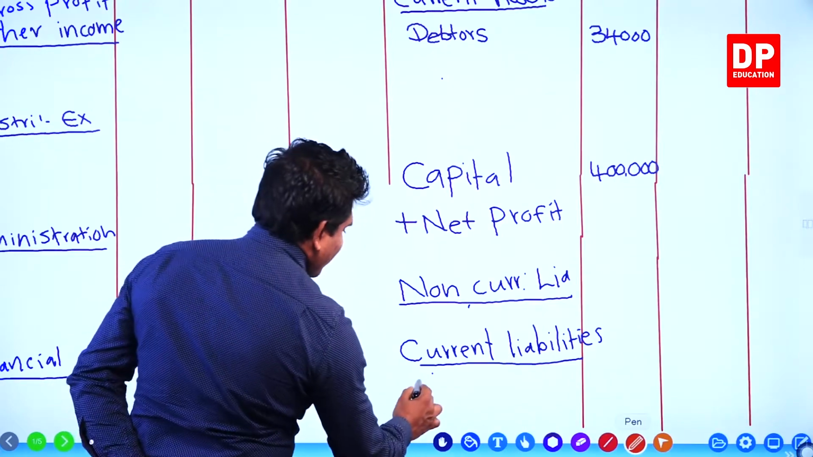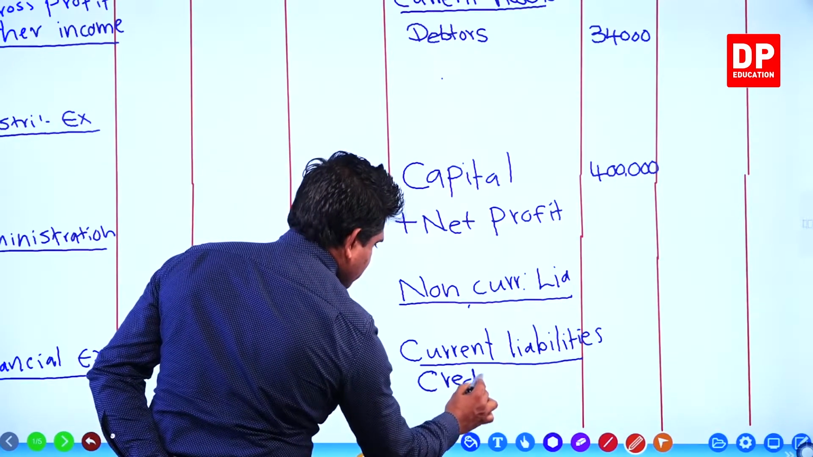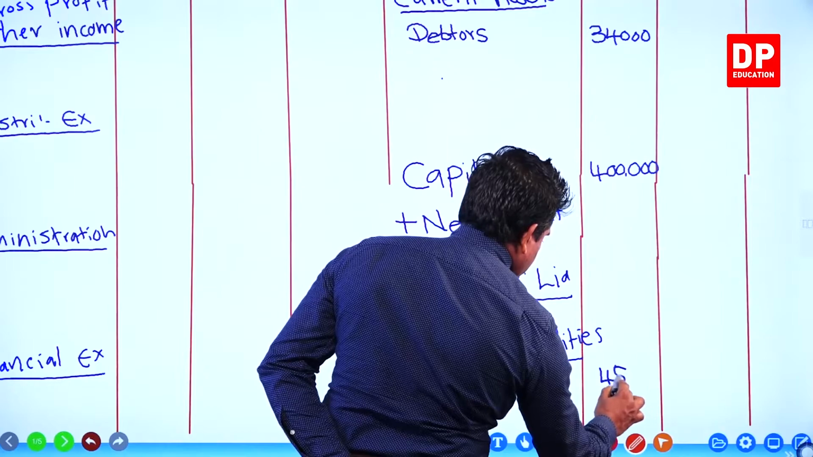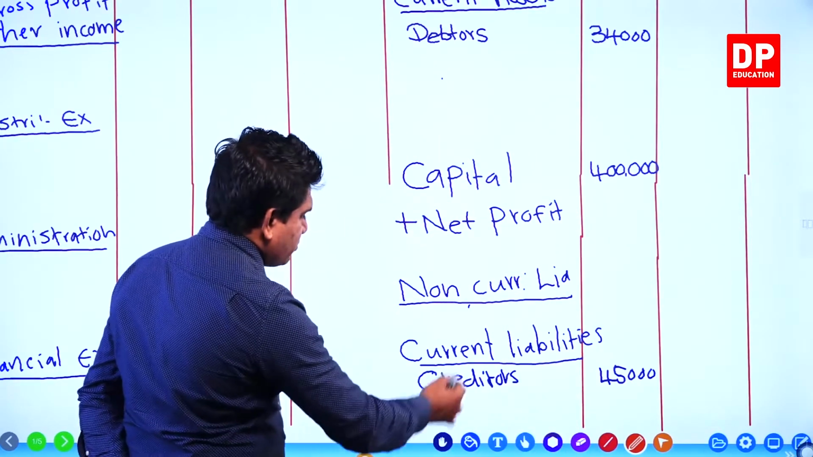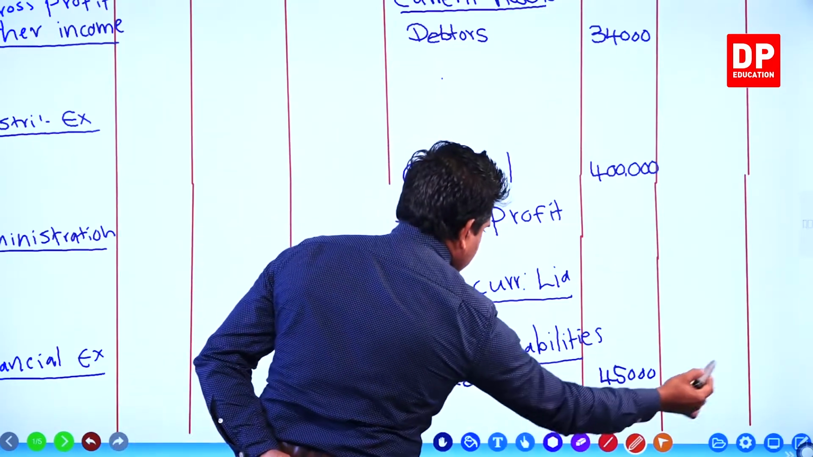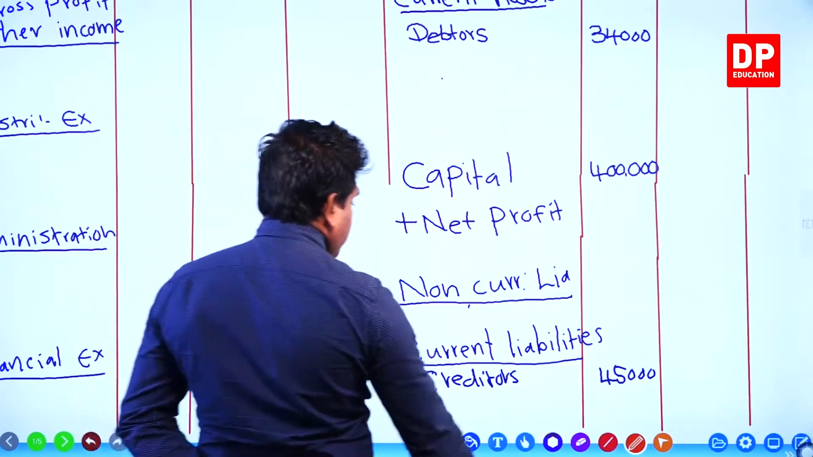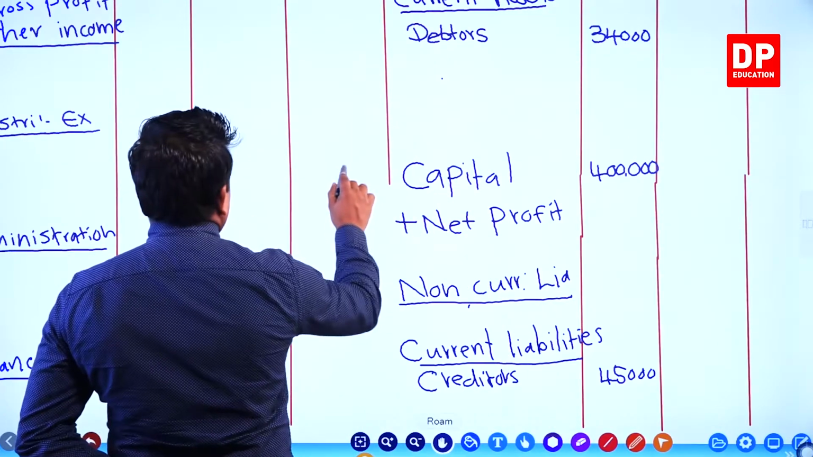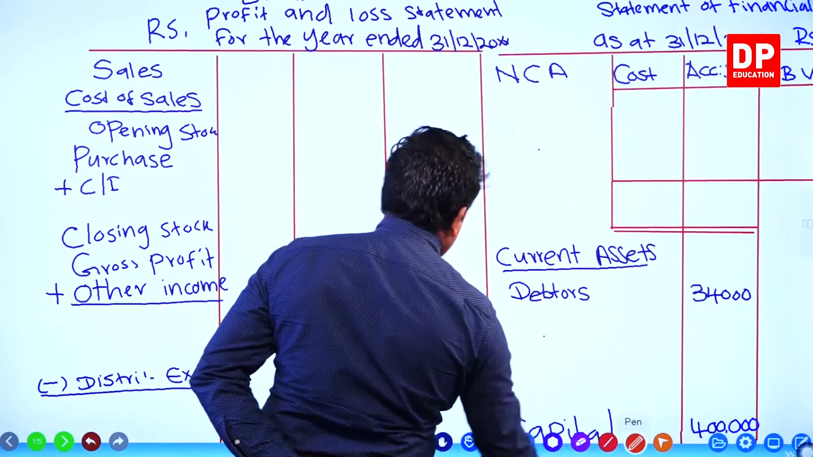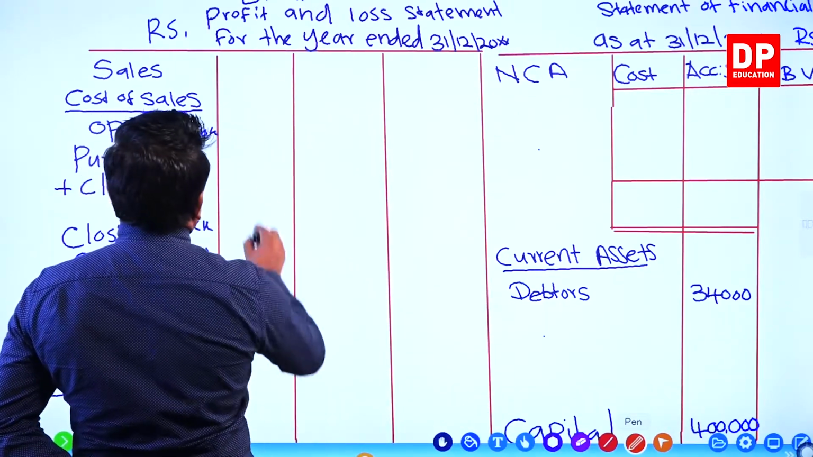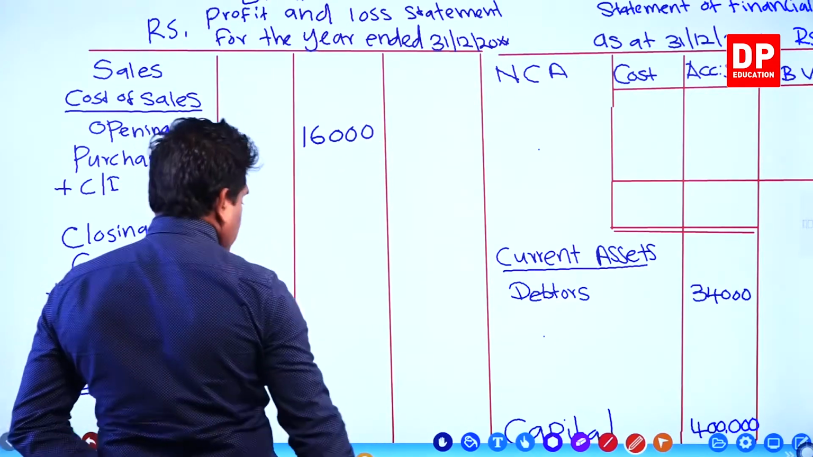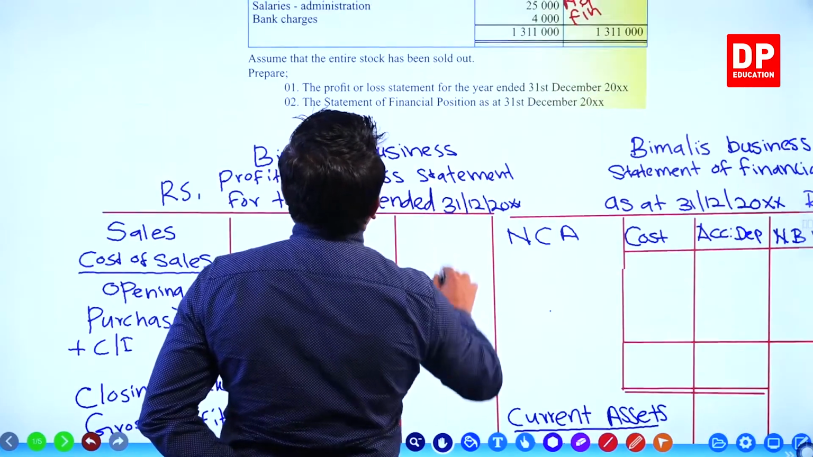Right? Now creditors. How much? 45,000 you put here. Why you put here? Because if you have some more details under the current liability, we can write it here, and finally we get the total in the next column, right? Do you remember the opening stock? How much? I think 16,000, right? Then the opening stock we put here. Okay, now we go to the next details.